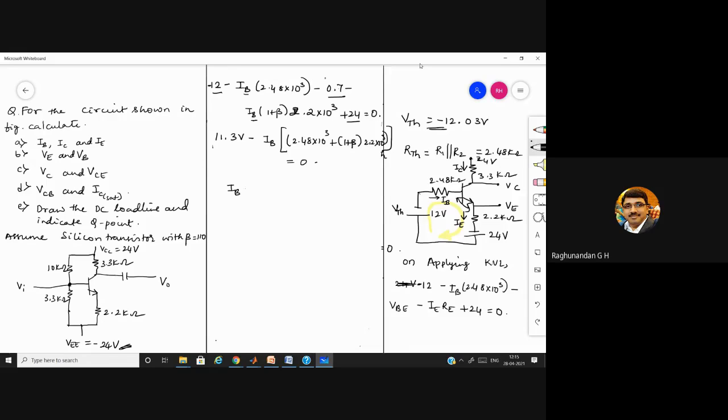So IB is equal to 11.3 divided by 2.48 into 10 to the power of 3 plus 1 plus 110 into 2.2 into 10 to the power of 3. Tell me the answer.